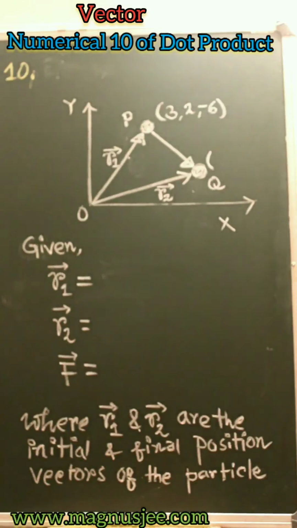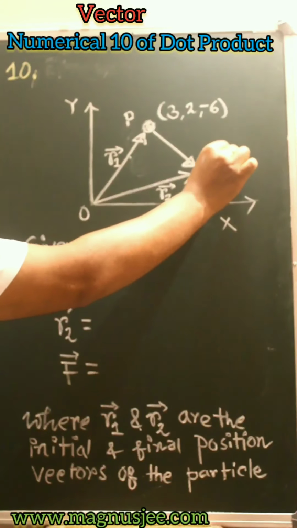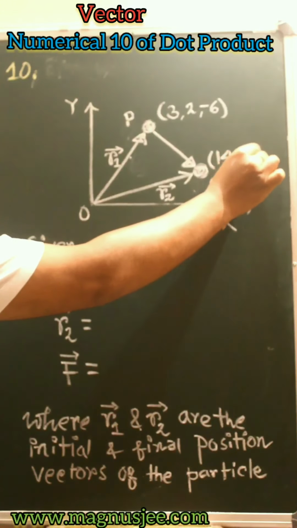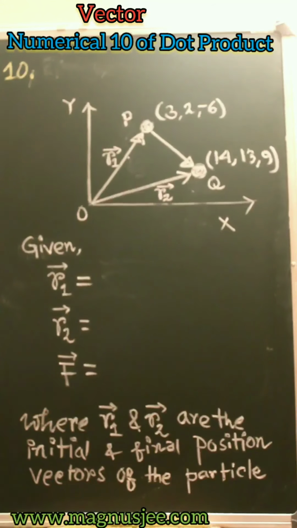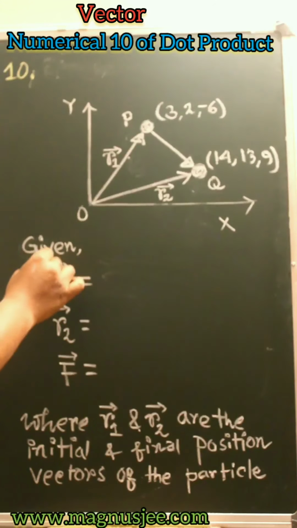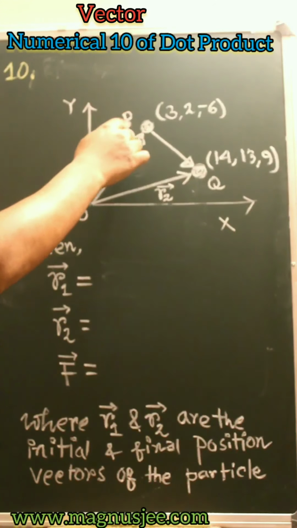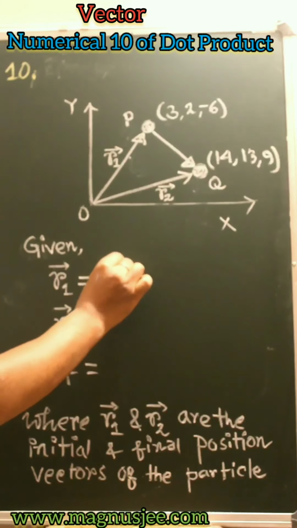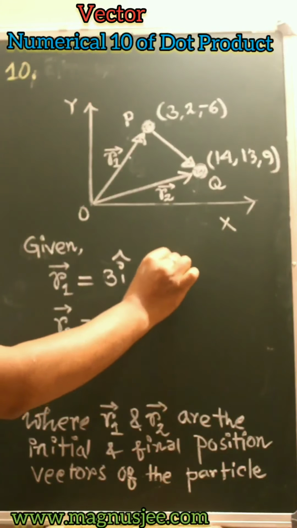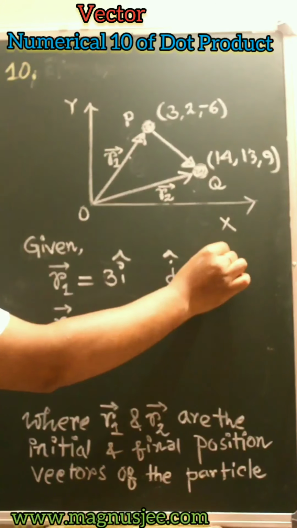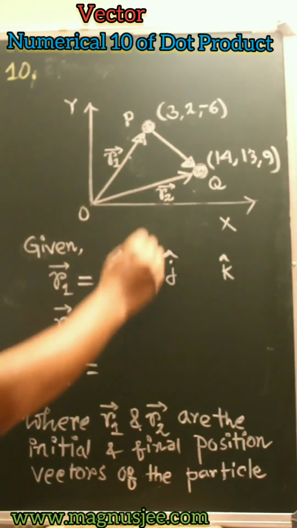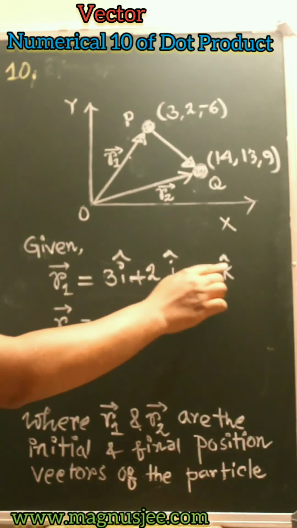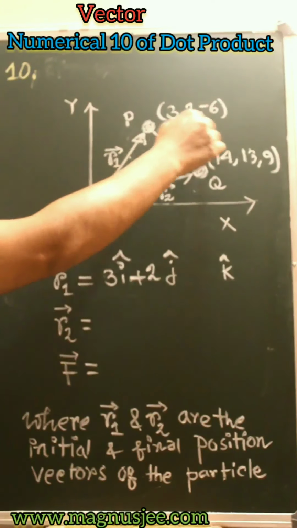According to the question, the position coordinates of the point P are 3, 2, -6, and position coordinates of the point Q are 14, 13, 9. Hence, the initial position vector R1 will be expressed in terms of the position coordinates 3, 2 and -6. That is 3i cap plus 2j cap minus 6k cap. So with j cap we can write 2, and with k cap we can write -6.